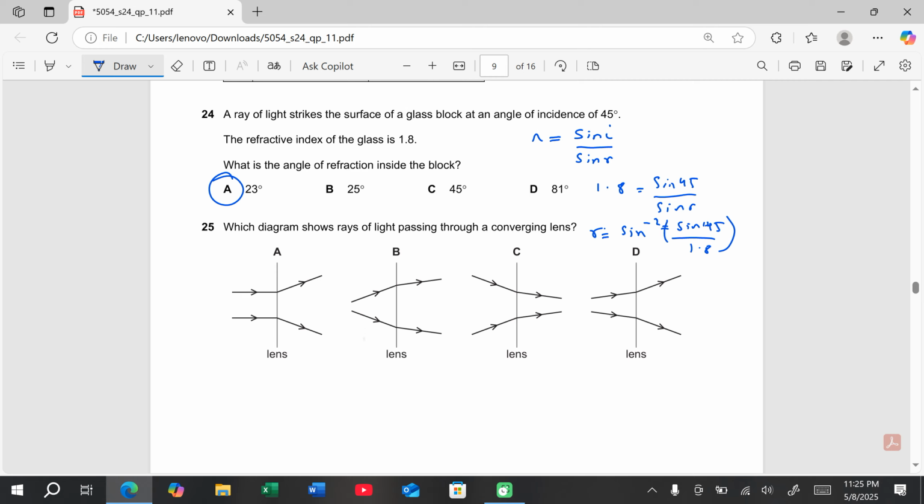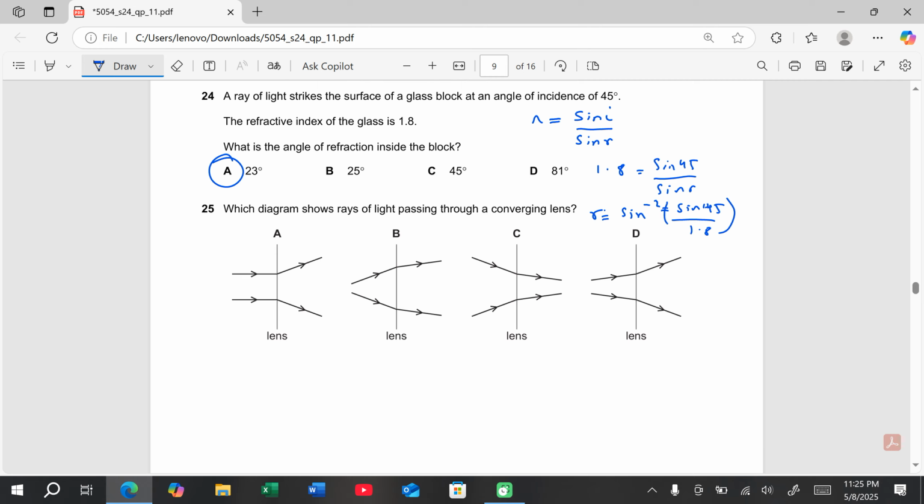The diagram shows the ray of light passes through the converging lens. It says converging lens. This one is diverging because rather than going straight, it's going away, right? This one is converging because it converges in. This is again diverging. It should go this way, but it's diverging. That is also diverging, so it's only B.